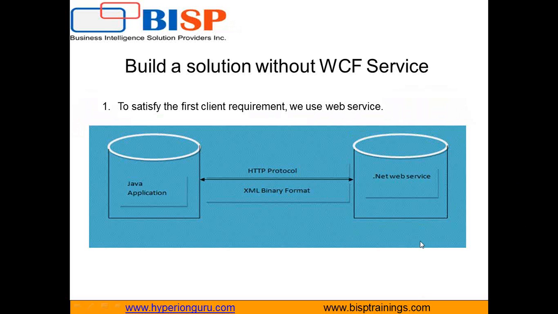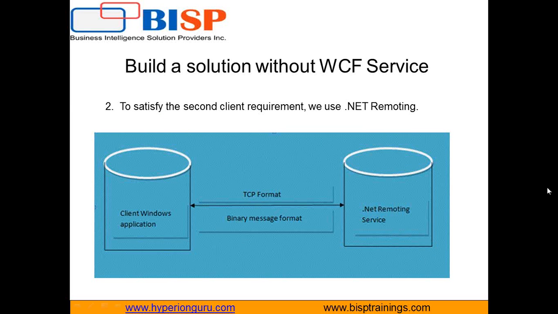Similarly, to satisfy the second client's requirement, because the second client is using a .NET application, we need to build .NET remoting services, and we also need to configure it so that it can be accessed through TCP, with messages in binary format. So it means we are going to build two separate solutions if we are not using WCF services.